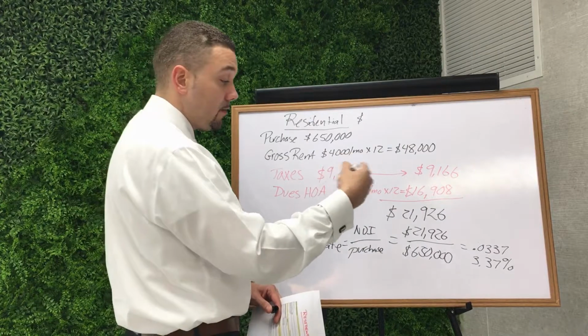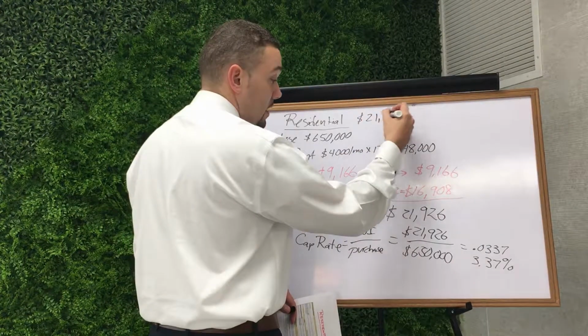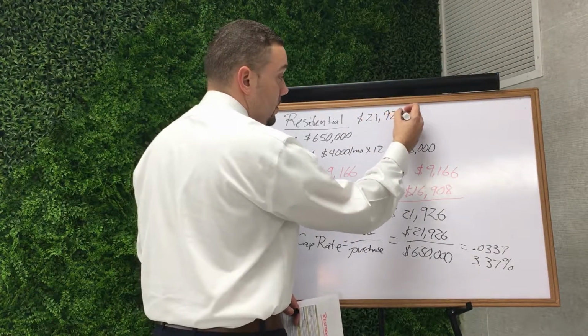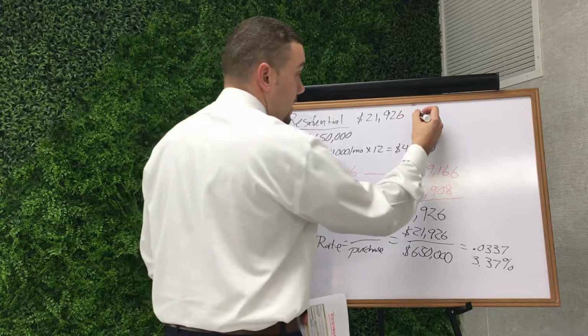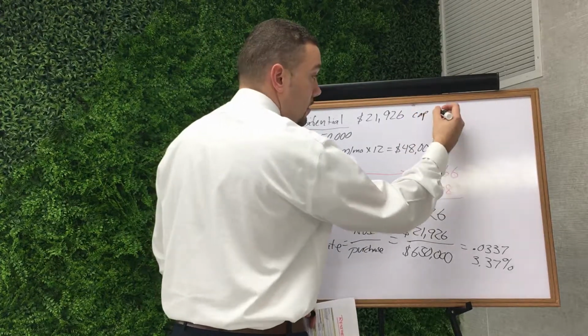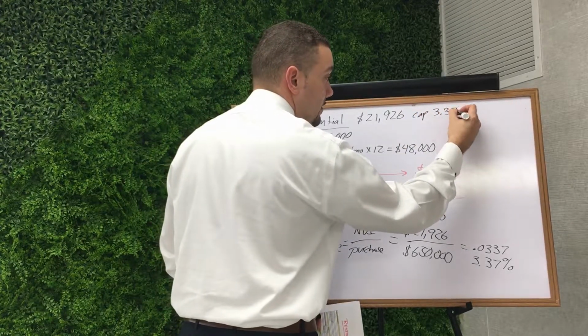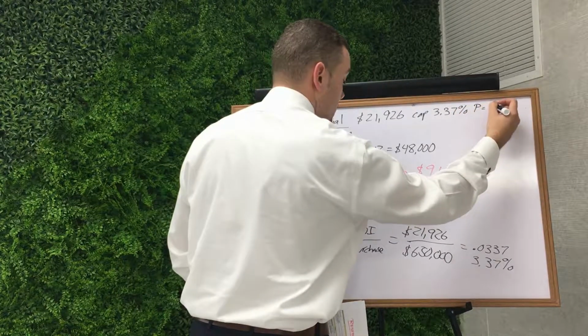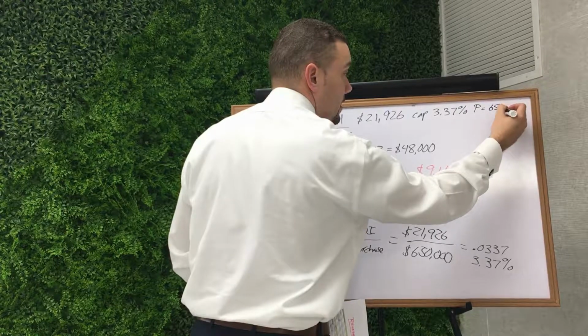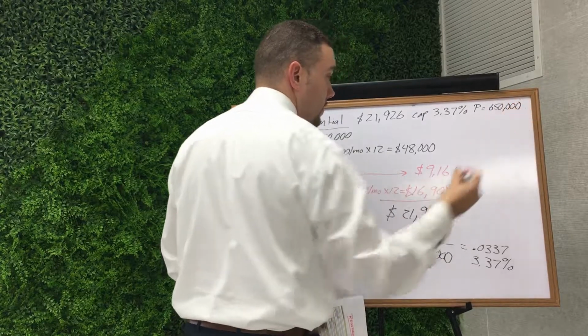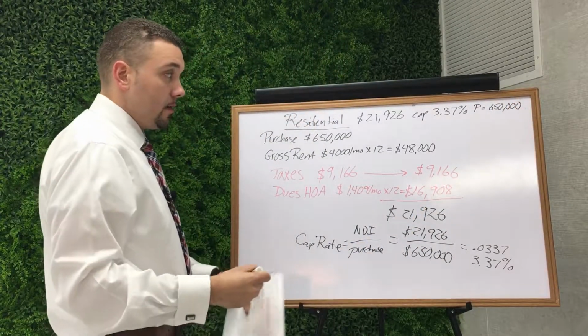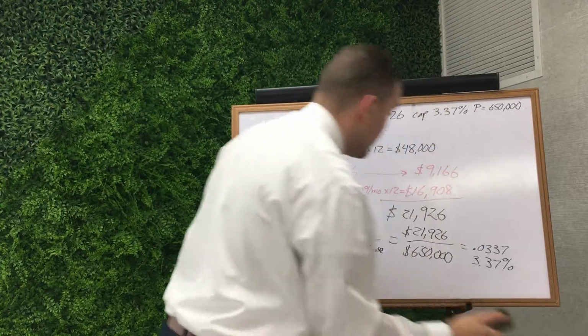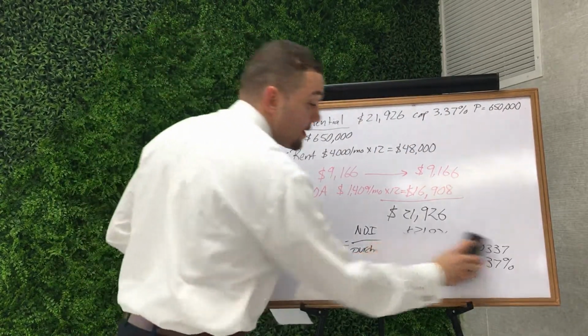So for the residential here, I'm just going to do a dollar amount just so we can save this. So I'm going to erase this. It's going to be $21,926 with a cap of 3.37% and a purchase of $650,000. So now I'm going to erase all of this right here.